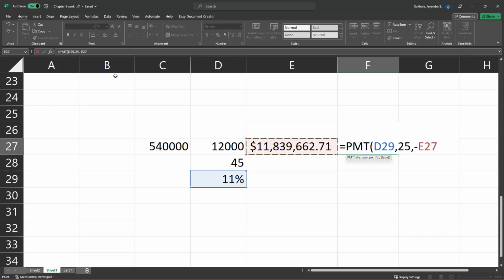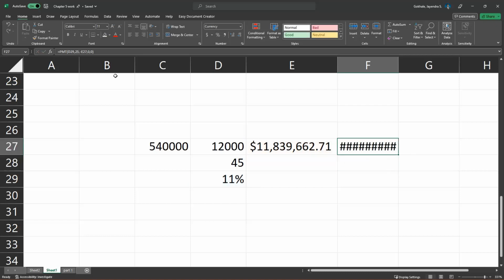Remember, we want the payments to be positive. That's why the present value will be negative. So it's just a loan consideration. At the end of all this, the future value will be 0 and the type is 0. Press enter. She can withdraw $1.4 million per year and still be happy.